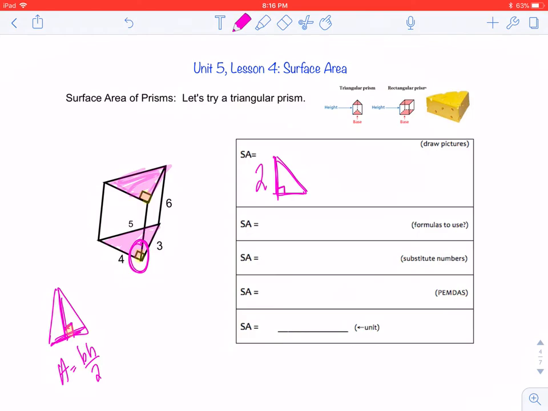So the base and the height of that triangle, I hope you can see, are 3 and 4. The 5 is not necessary to finding the area of that triangle. We'll need it later, but we don't actually need it for the triangle. The top and bottom triangles are the same, and they are 3 by 4. Let's take a look at the rectangles. We have a rectangle here. Let's just start with any of them.